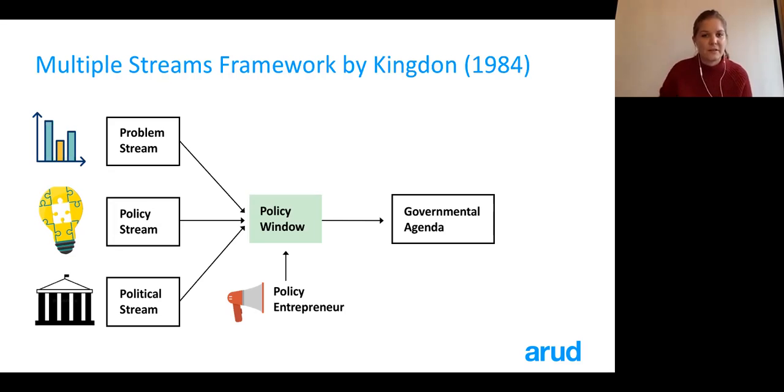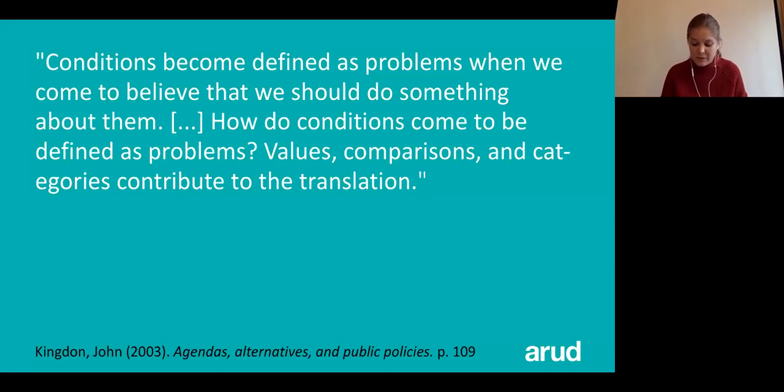So, if I start with the first stream, the problem stream, for problems to be perceived as such by decision makers, we either need a focusing event, like a financial collapse, for instance, or an indicator, like an alarming statistic. But of course, as Kingdon notes, problems are often not self-evident by the indicators. They need a little push to get to the attention of people in and around government. And there's also something else that Kingdon noted, or he makes an important distinction between issues. There are on the one hand side conditions, and then we have problems. So a quote from him: conditions become defined as problems when we come to believe that we should do something about them. How do conditions come to be defined as problems? Values, comparisons, and categories contribute to the translation.